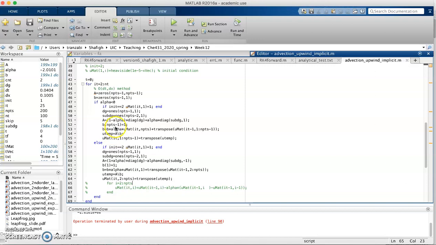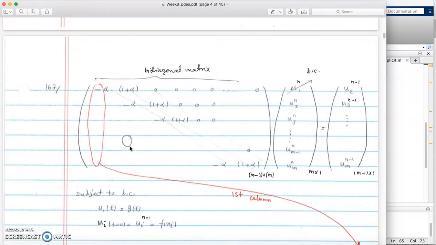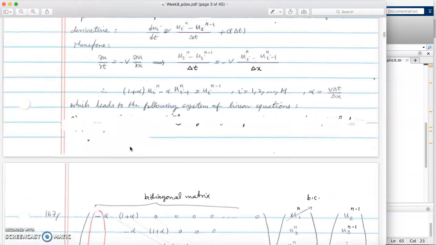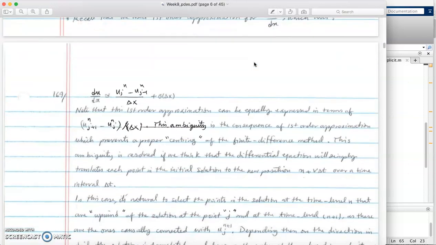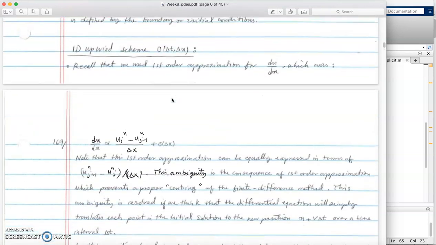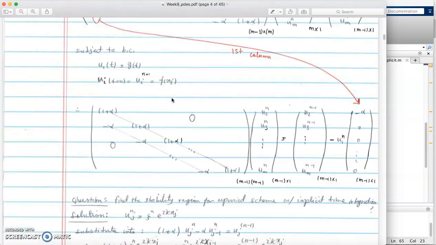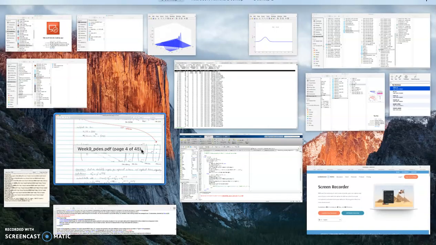Now, let's go to the case where alpha is negative. If you go to page 169, if alpha is negative corresponding to V negative, then instead of having backward in J, we have to do forward in J. So if you do the math, you realize that you get a system similar to this, with alpha switched to negative alpha on the diagonal, and then I think plus alpha on the subdiagonal.